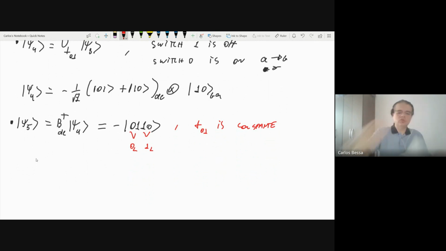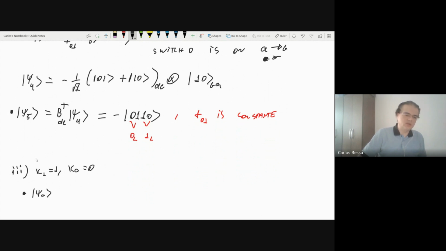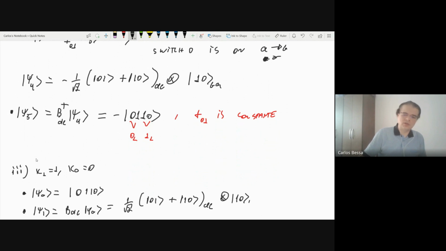Okay, so the interesting case, let's see the time. Yeah, I think we could discuss. You guys should try to do this: K1 equal to 0, K0 is equal to 0. So the same steps. Psi 0 is the same thing, 0, 1, 1, 0. Psi 1, again, we just apply the BDC to psi 0, which gives the same 0, 1 plus 1, 0, DC, 1, 0, BA.